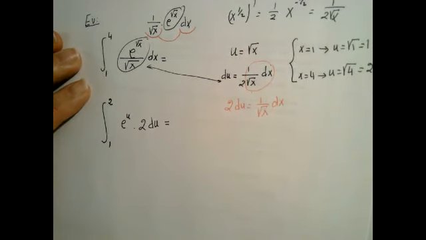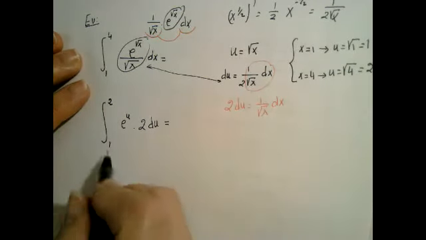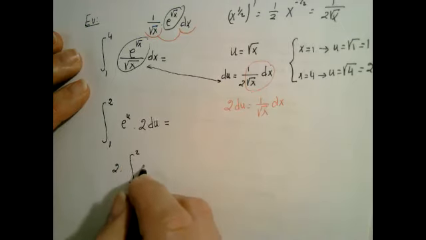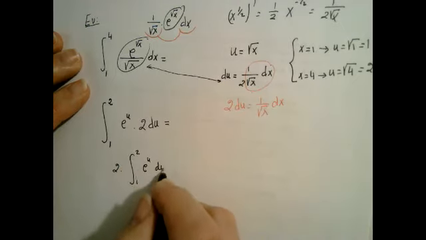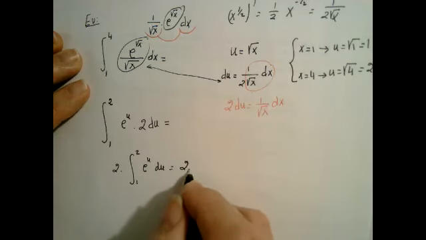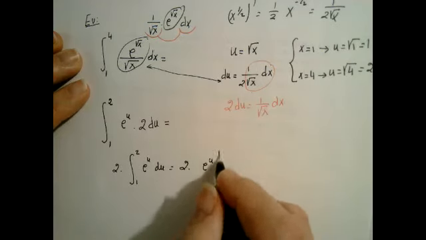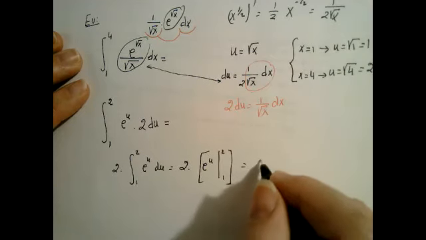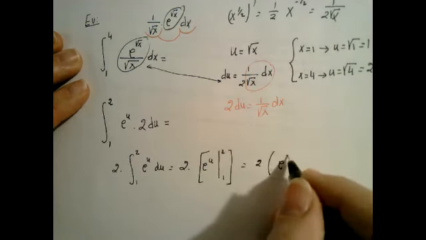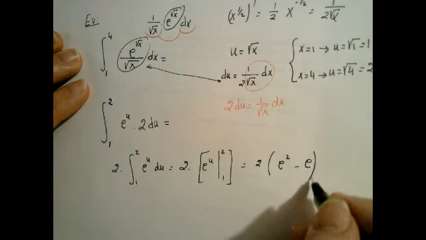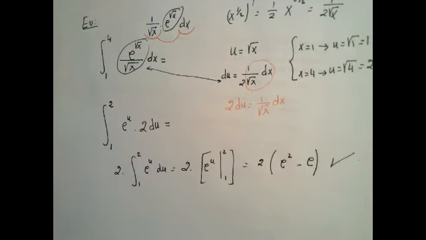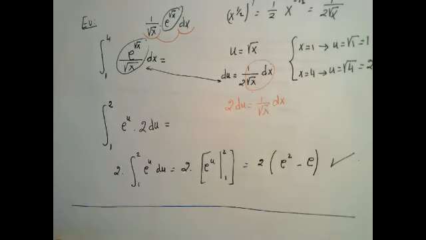And now the problem is really fairly simple. It's going to give me 2 times the integral from 1 to 2 of e to the u du. It means 2 times, and u now is my variable because I changed my limit, which will give me 2 times e squared minus e. End of the problem. Okay. Questions?